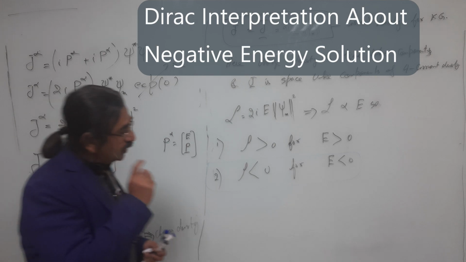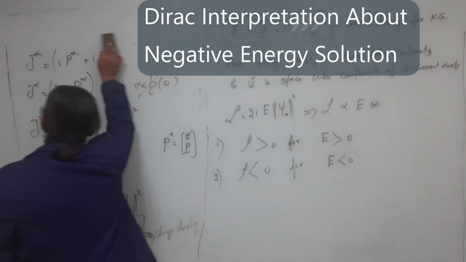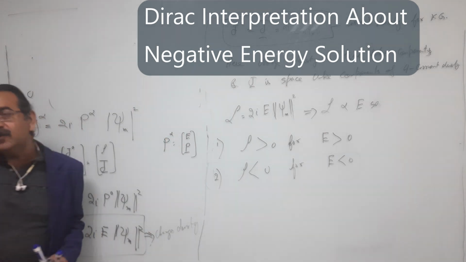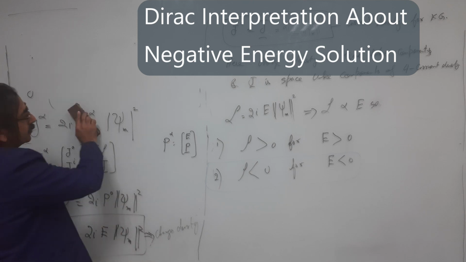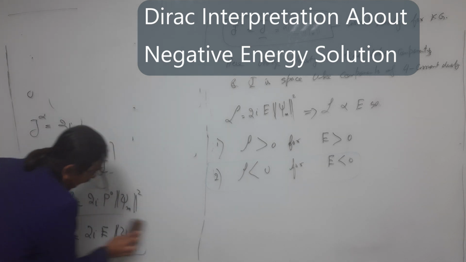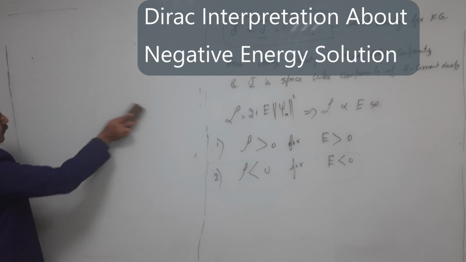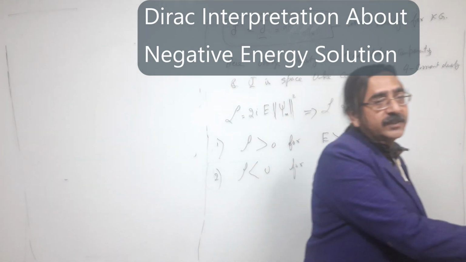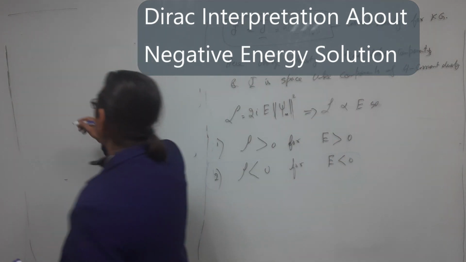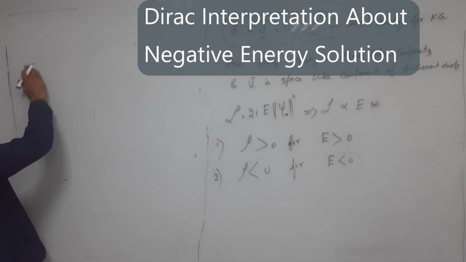Dirac actually removed this concept by considering a new equation. We will not go into the new equation now, I am just writing it. Dirac rejected the KG equation, that is right, and used this equation. How it is derived, I will explain in the next lecture.